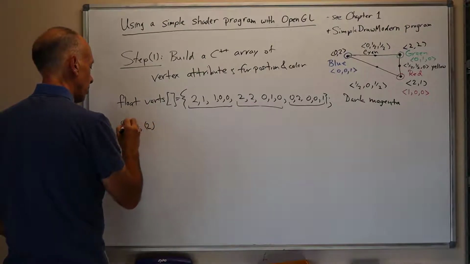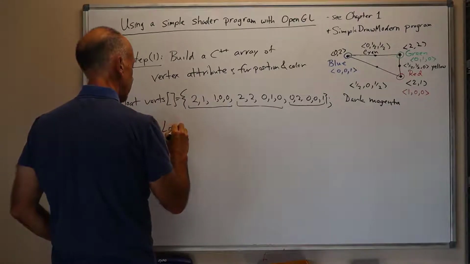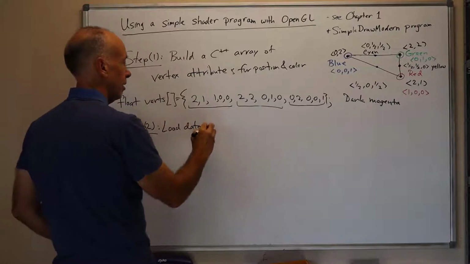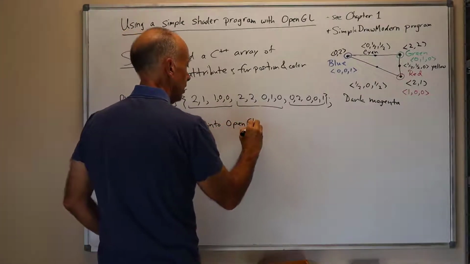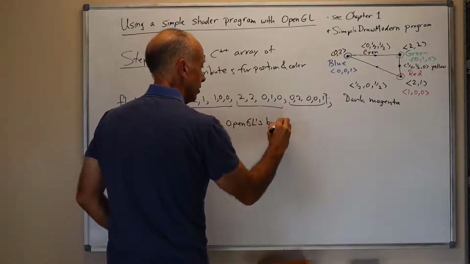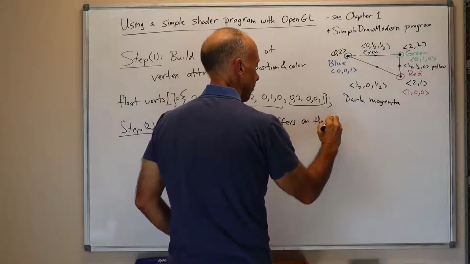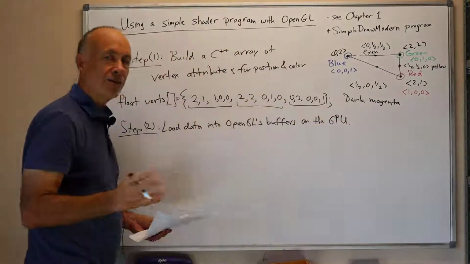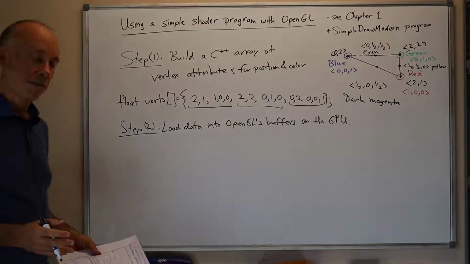So step 2 of the process is that we load the data now from the C++ array into the OpenGL buffers, which should end up on the GPU, on the graphics processing unit. So the C++ array was created on the CPU, the central processing unit. We want to get this stuff into the GPU for doing our graphics.